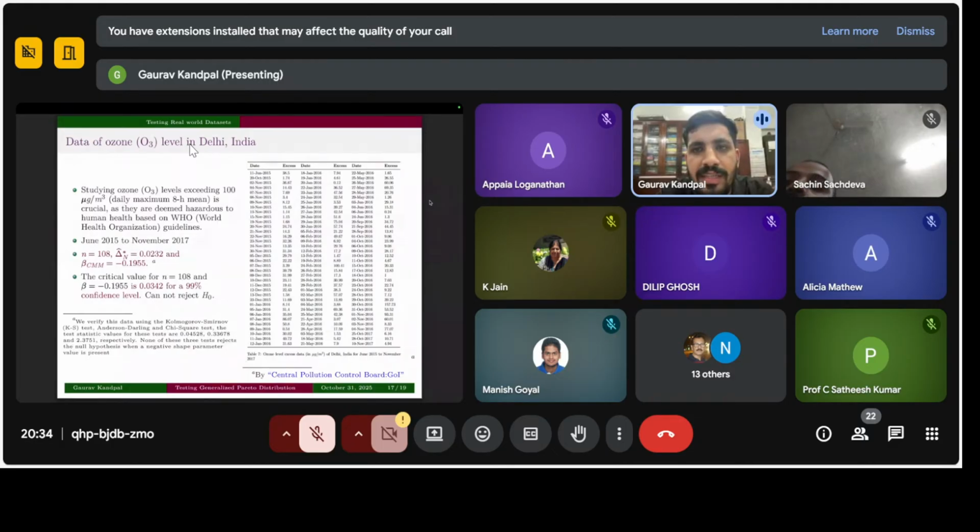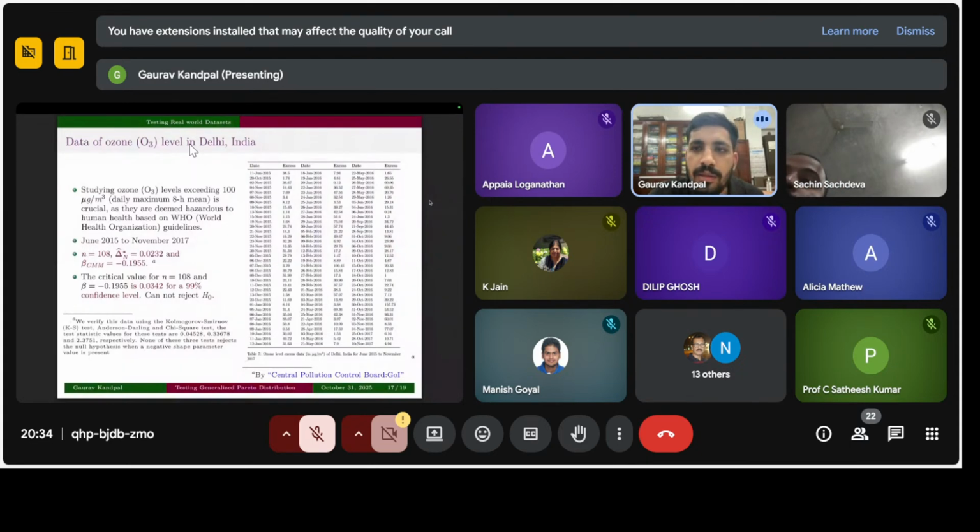These kinds of excess data generally follow the generalized Pareto distribution. That is an assumption, so we have checked our goodness of fit test over it. Why is such data necessary? Because ozone level exceeding 100 microgram per meter cube is hazardous for our health, according to WHO guidelines. So it is interesting to check whether it is following the generalized Pareto distribution or not.